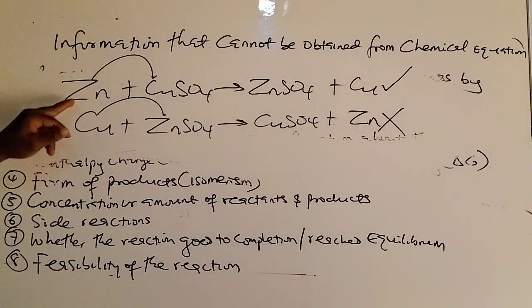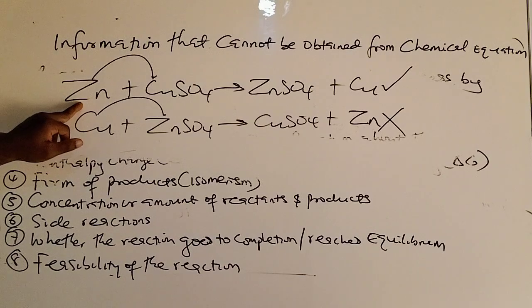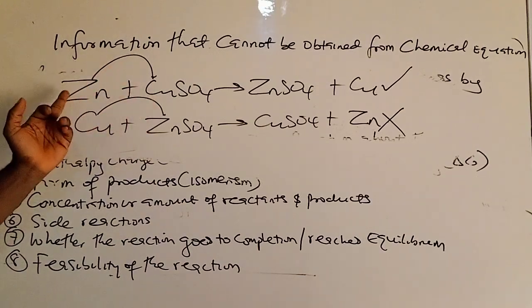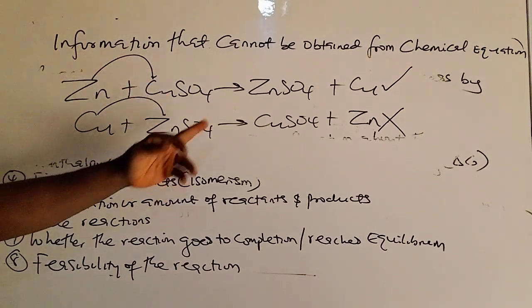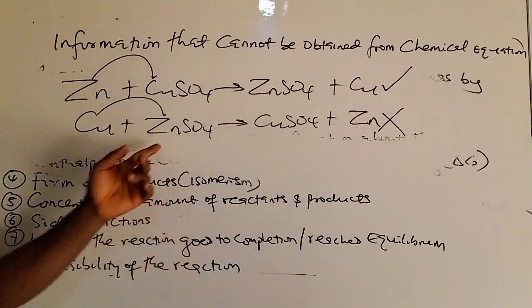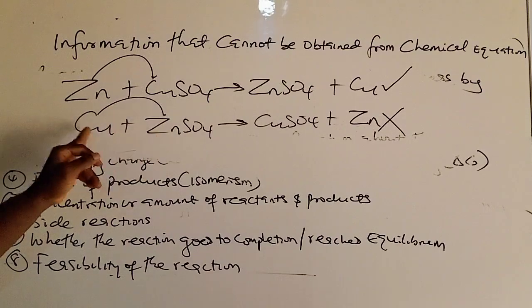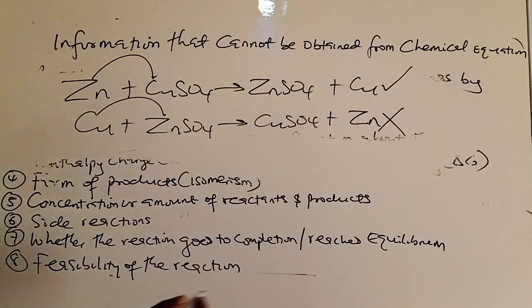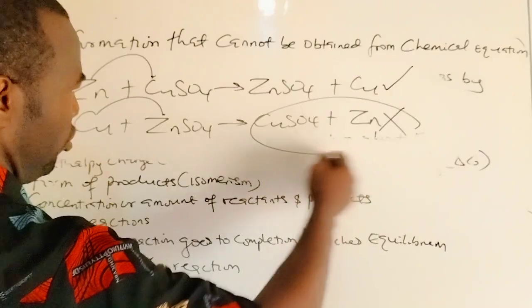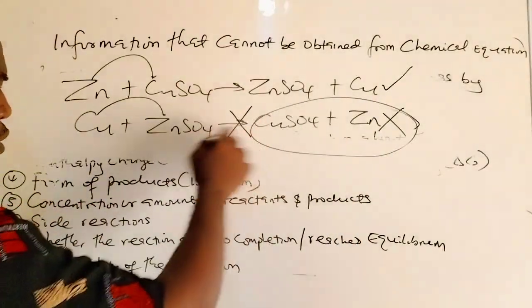So why can this one take place? Because zinc is more electropositive than copper. That's why zinc can displace copper to give us this product. In this one, copper is less electropositive than zinc, so copper cannot displace zinc. That means we are not even supposed to have any product. There shouldn't be any reaction here, even though it's balanced.